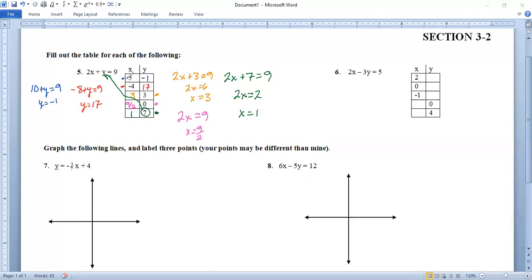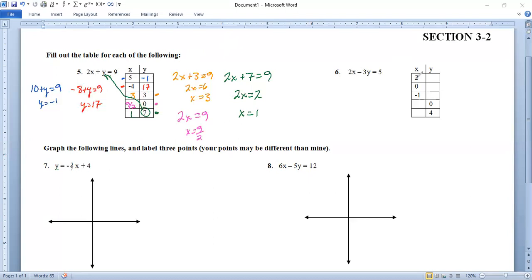And all of these points, (5, -1), (-4, 17), (3, 3), (9 halves, 0), and (1, 7), those are the coordinates for 5 of the points on that line. Good. All right, number 6. Let's see what we get here.